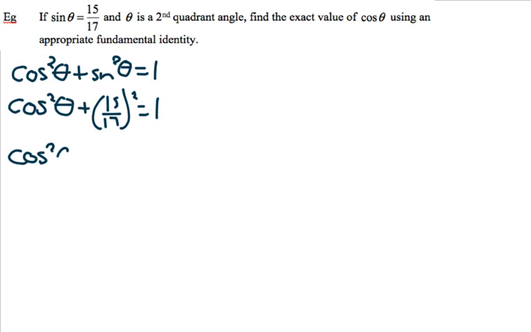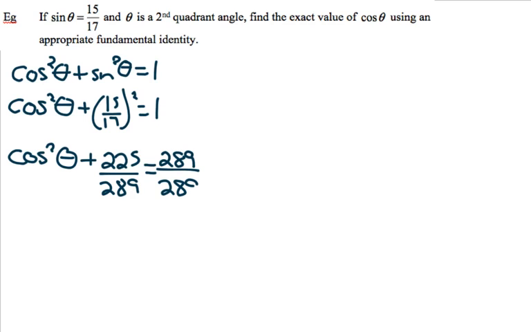We can square 15 over 17, that'll be 225. Oops. Put an equal sign where I should have put a plus sign. It should be a plus. 225 over 289. And knowing that I'm going to have to take that 225 over 289 over to the right to solve this, I'm just going to create a common denominator right now of 289 over 289. I'll subtract the 225 over 289 over to the right. Gives me 64 over 289.